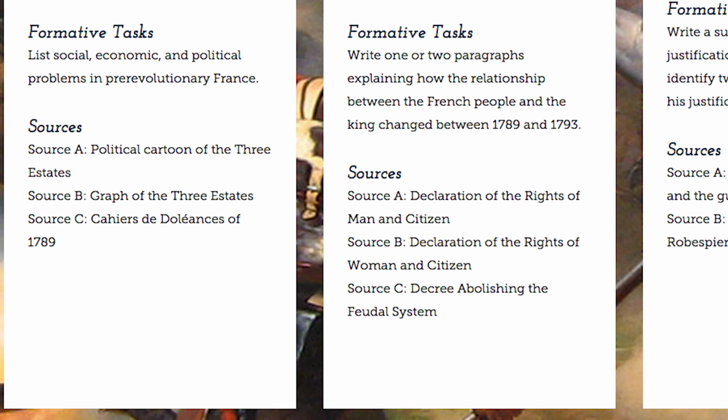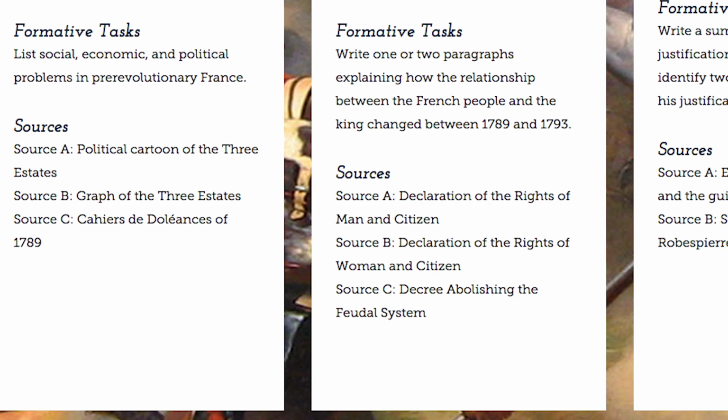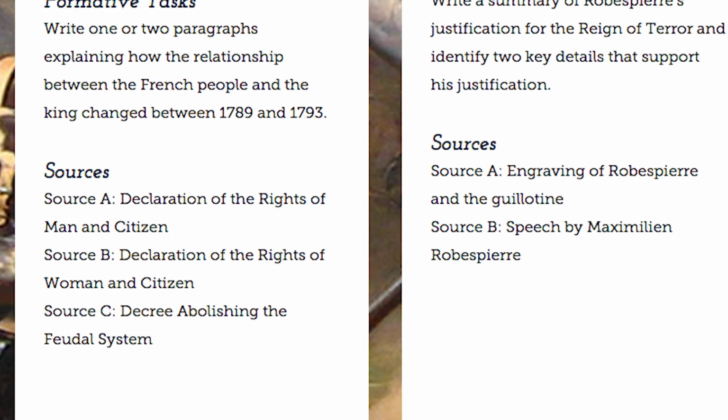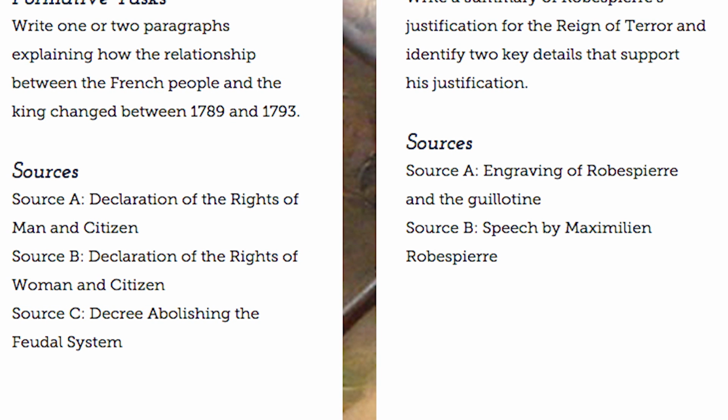So in history, a source might be a diary entry. It might be a record from a county courthouse. It could be a letter that somebody's written. In geography, it's going to be spatial information. It could be maps. It could be descriptions of places.